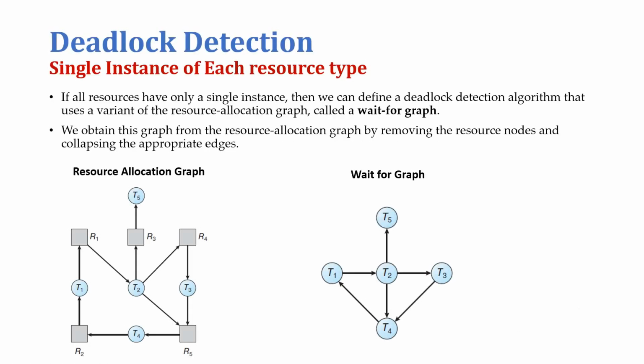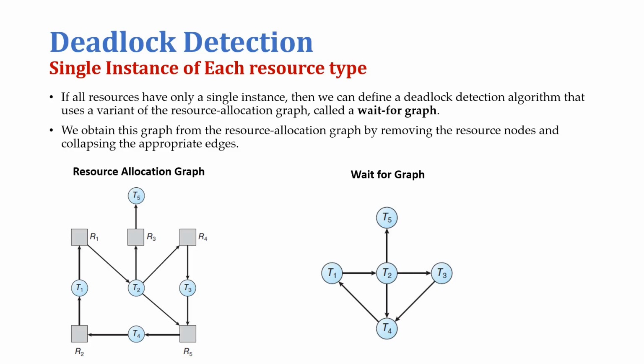For deadlock detection, there are two different ways we can identify it. If the resources have only a single instance, that is, only one count, meaning all the resource types have only a single instance, then we can easily identify the deadlock using a variant of the resource allocation graph, called a wait-for graph.